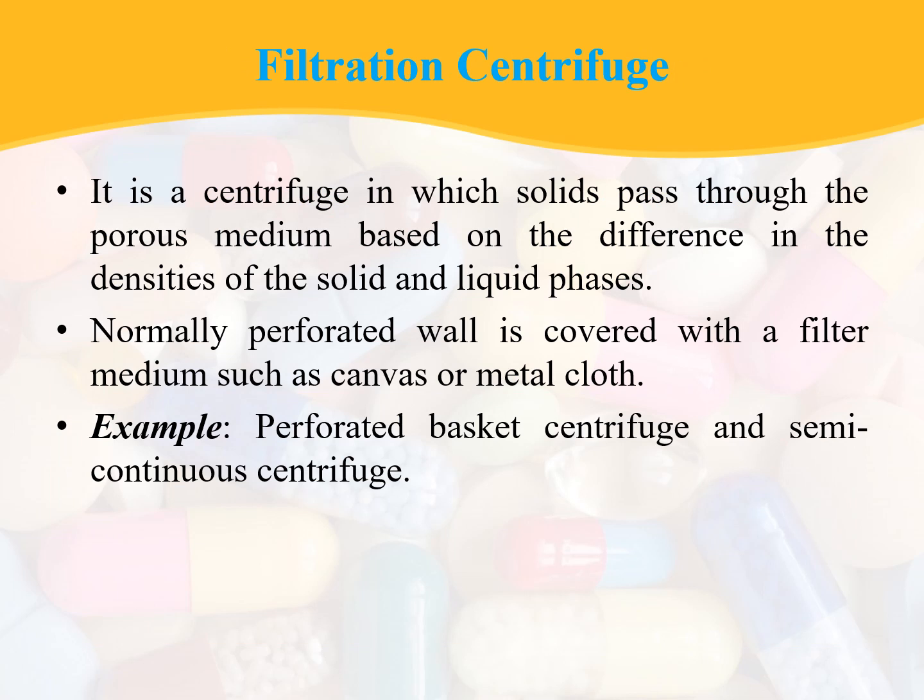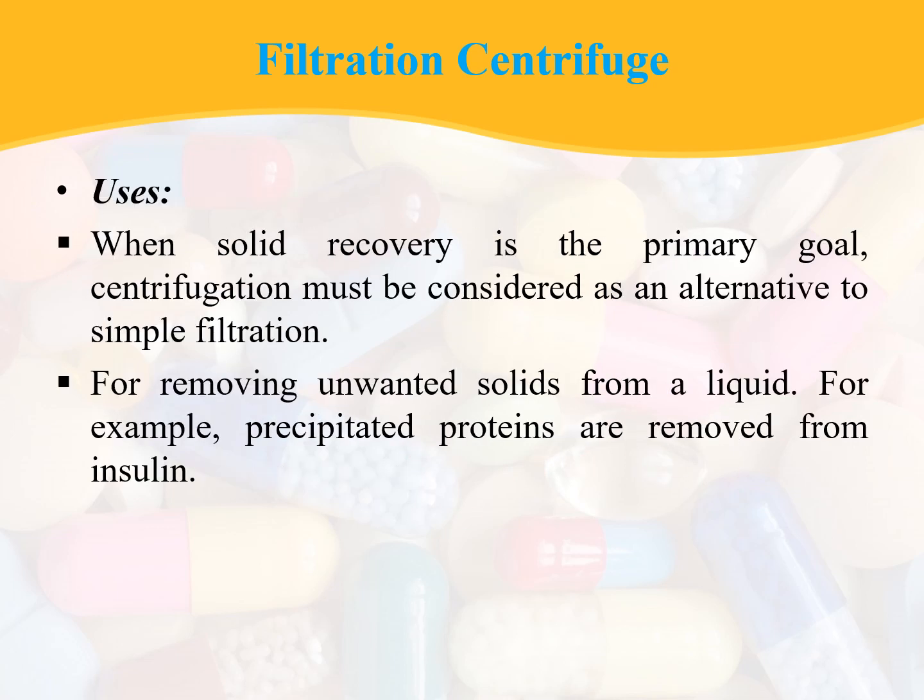Coming to the next type of centrifuge, the filtration centrifuge. It is a centrifuge in which liquid passes through a porous medium based on the difference in density of solid and liquid phases. Normally the perforated wall is covered with a filter medium such as canvas or metal cloth. Examples of filtration centrifuge are perforated basket centrifuge and semi-continuous centrifuge. When solid recovery is the primary goal, centrifugation must be considered as an alternative to simple filtration. In such cases, a filtration centrifuge is used. It is also used for removing unwanted solids from a liquid, for example, precipitated protein is removed from insulin with the help of a filtration centrifuge.